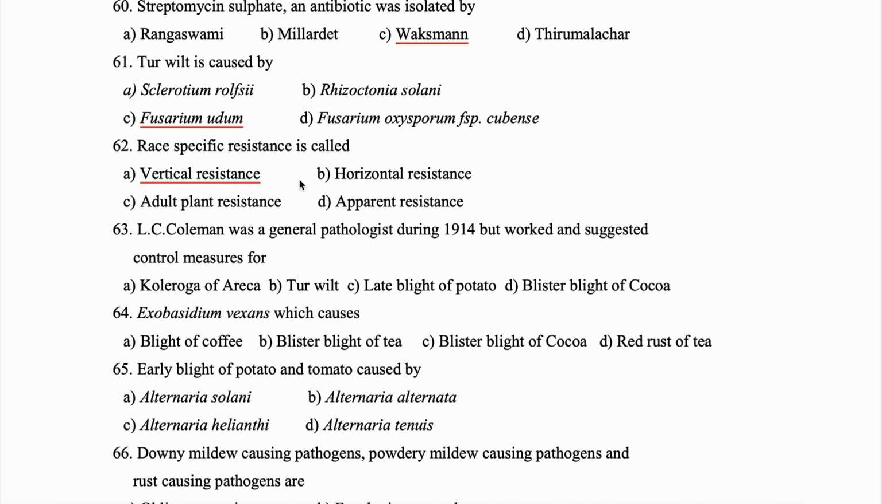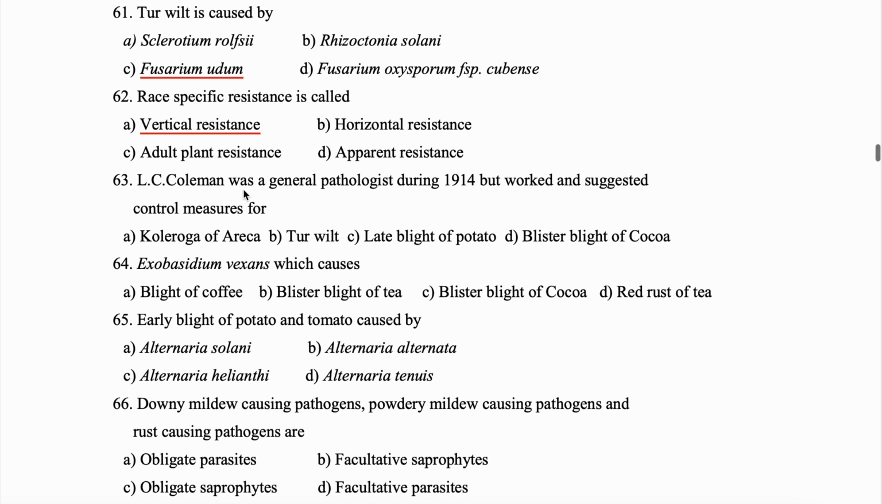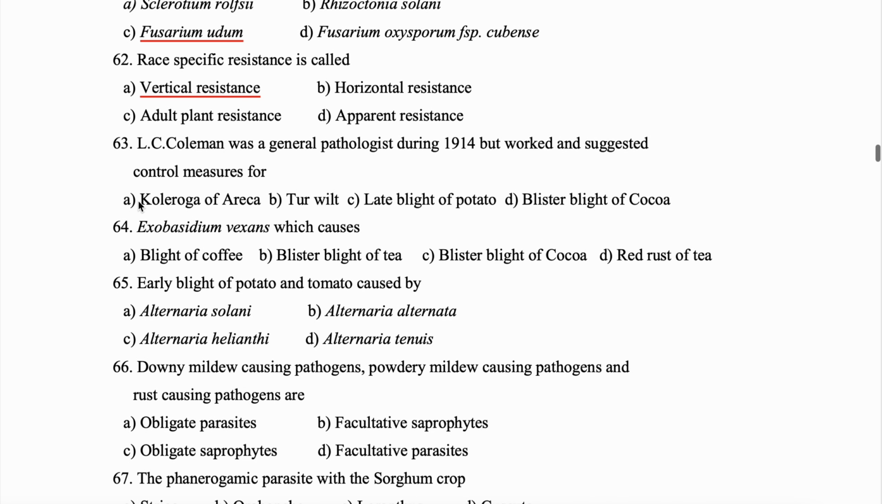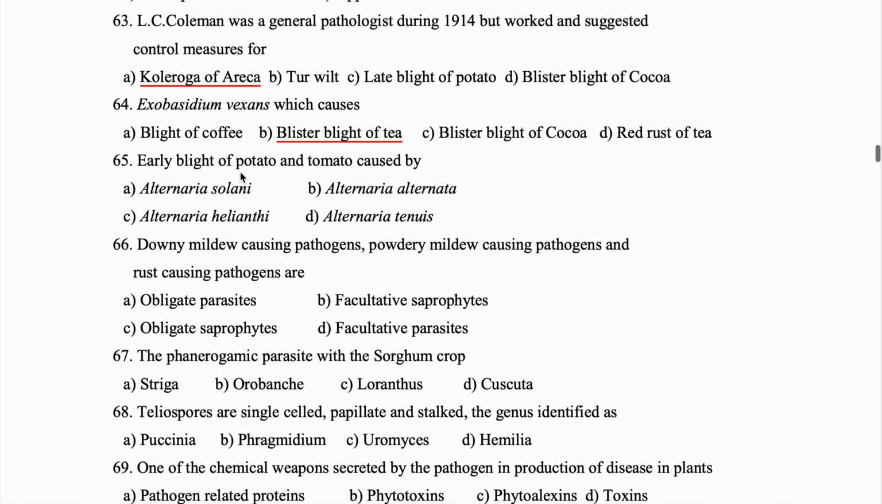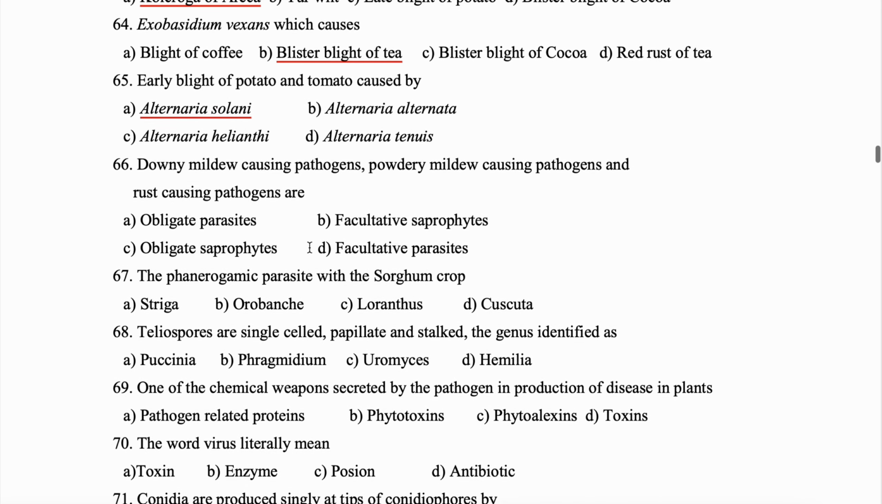Again, one important question. It's very important to know the difference between vertical and horizontal resistance. Okay. Question 63. L.C. Coleman was a general pathologist during 1914 but worked and suggested control measures for koleroga of areca. Question 64. Exobasidium vexans, which causes blister blight of tea. Next, early blight of potato and tomato caused by Alternaria solani.